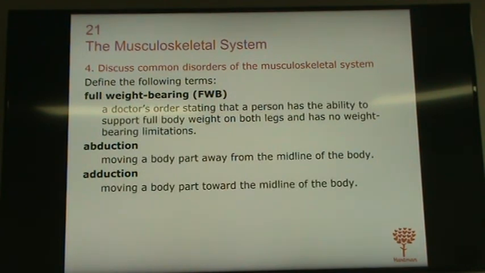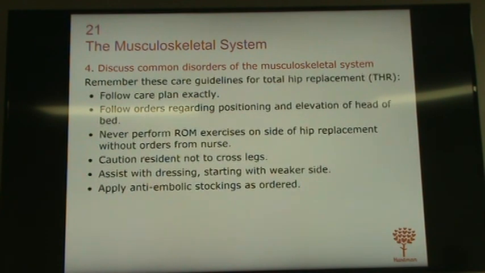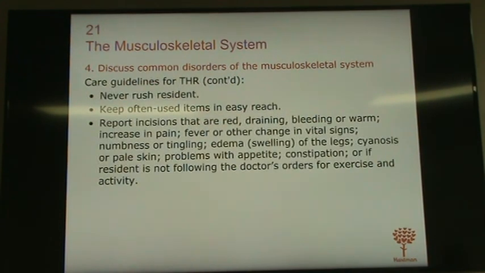Abduction and adduction, if you think of add meaning to put together. So adduction is when you bring your arm towards your body line, then abduction is when you take it away. So for example, if you're doing exercises to the hand, you can say, okay, I'm going to do adduction or abduction to your hand, but you're not going to tell a resident that. They'll be like, add what? But abduction is to go this way. Adduction is to come back to the body. And in case you see somewhere in a quiz, they talk about those.